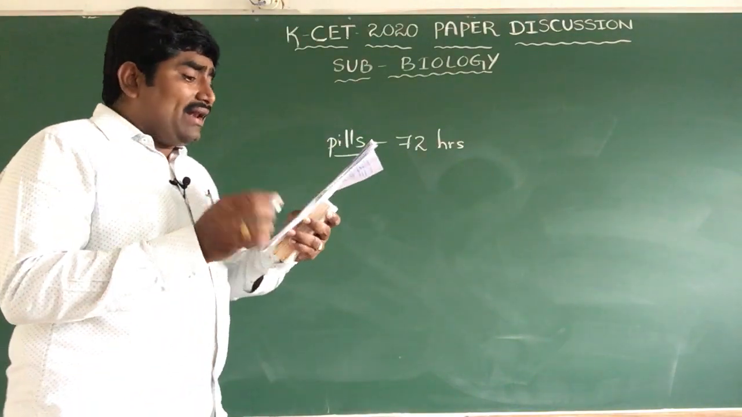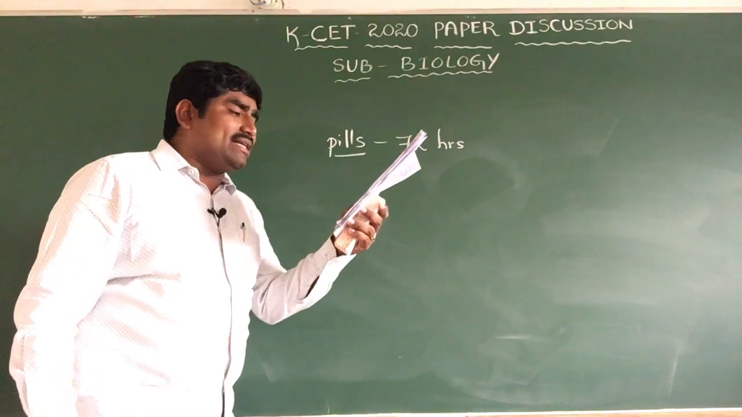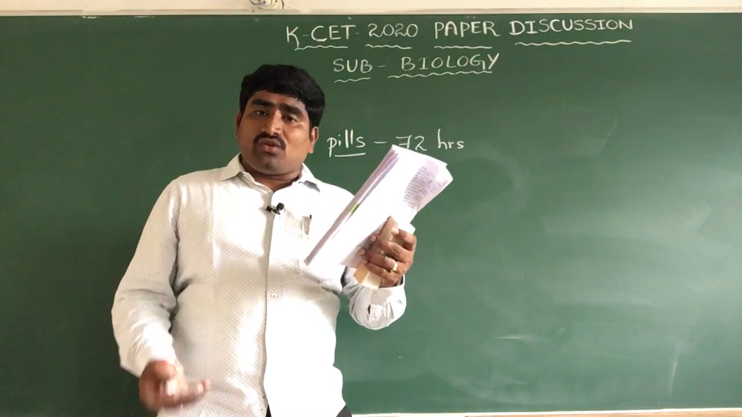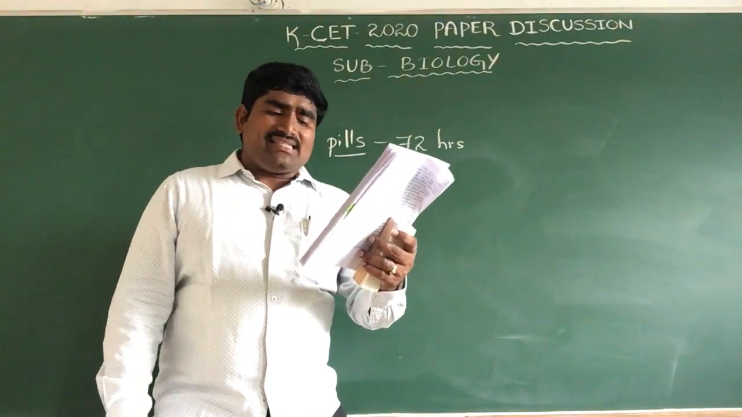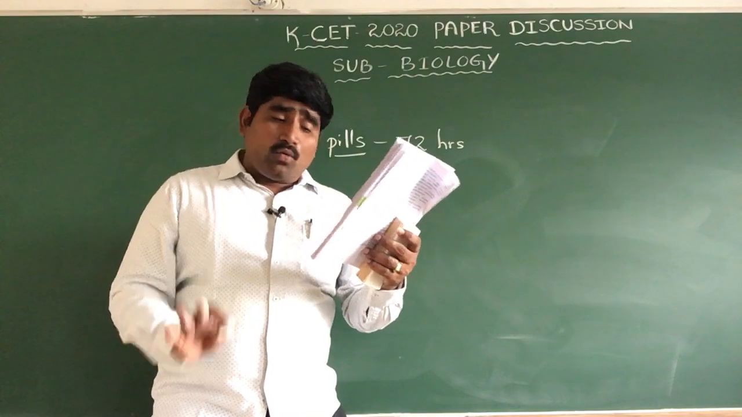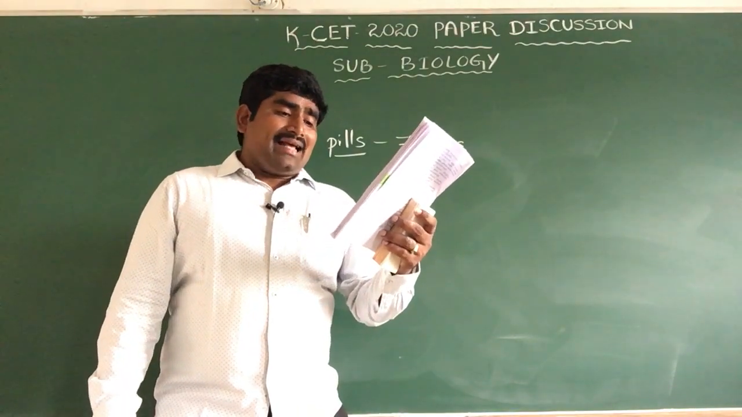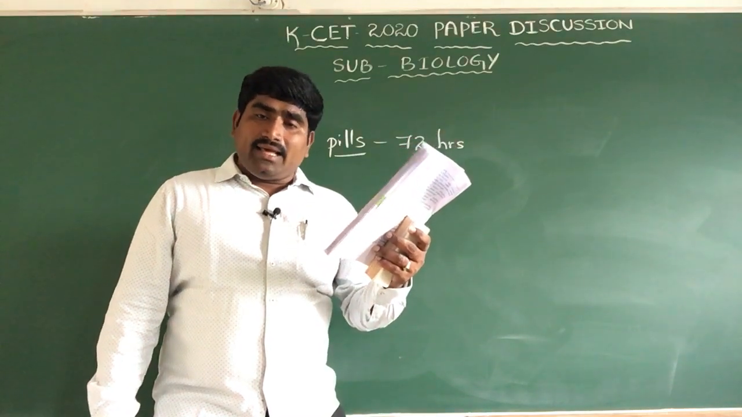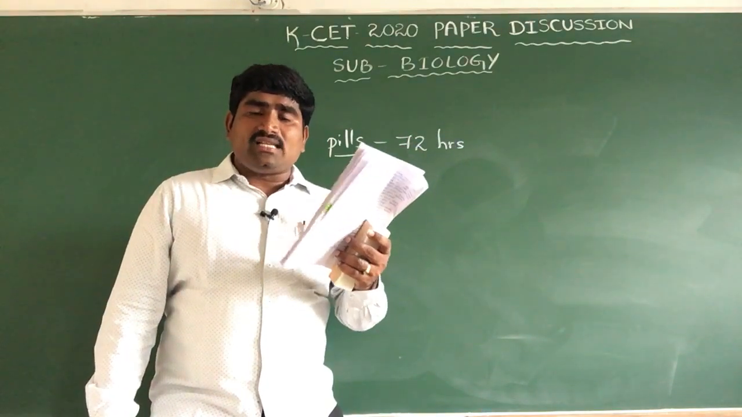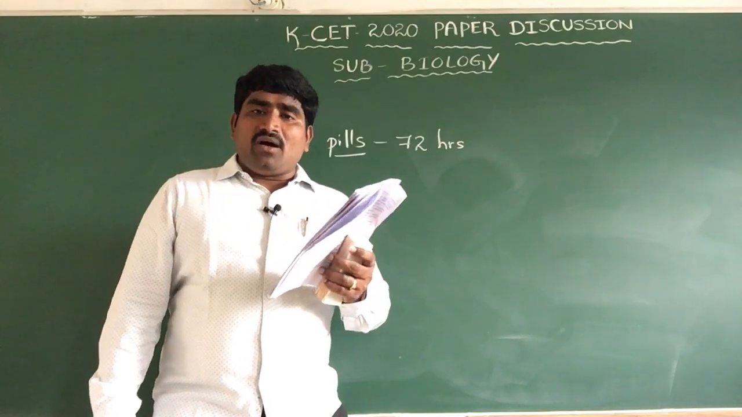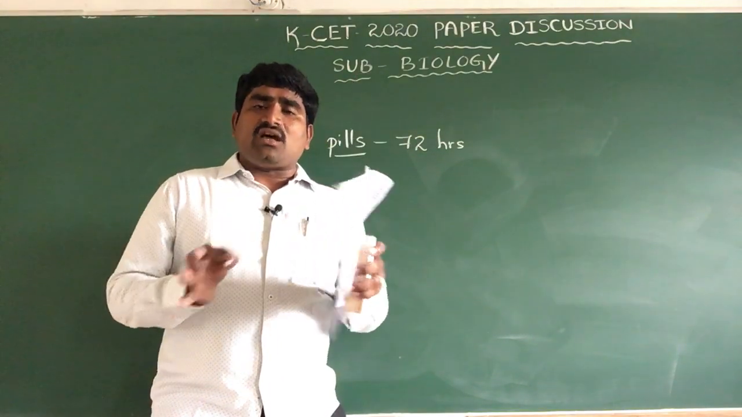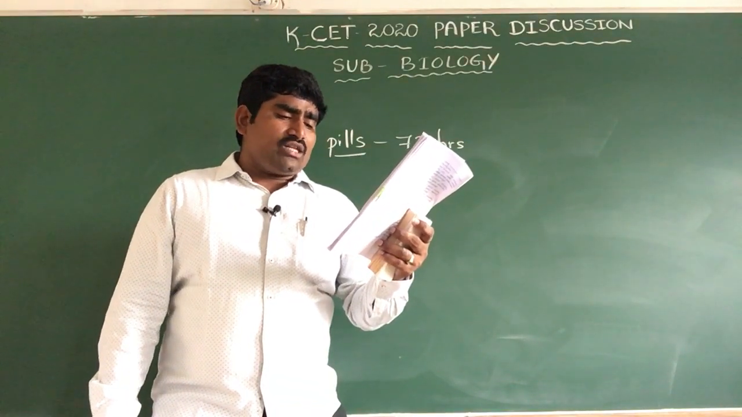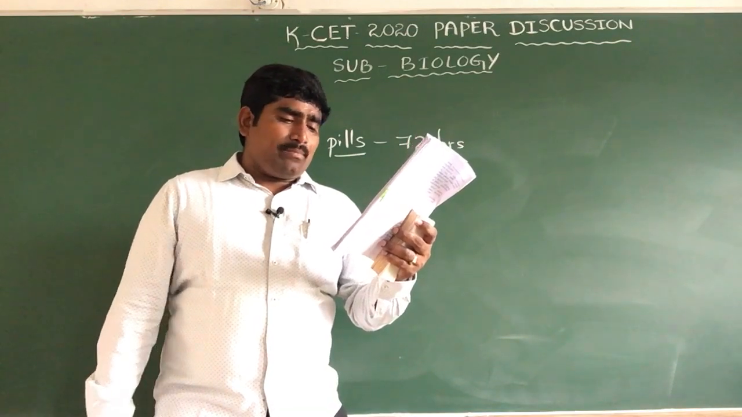Here, related to pills, the first option they have given is androgen. Androgen is not related to contraception. Next one is testosterone. Testosterone is a male sex hormone. Next one is relaxin. Relaxin is a hormone released by the ovary during the contraction of the uterus, so it is also not the answer.